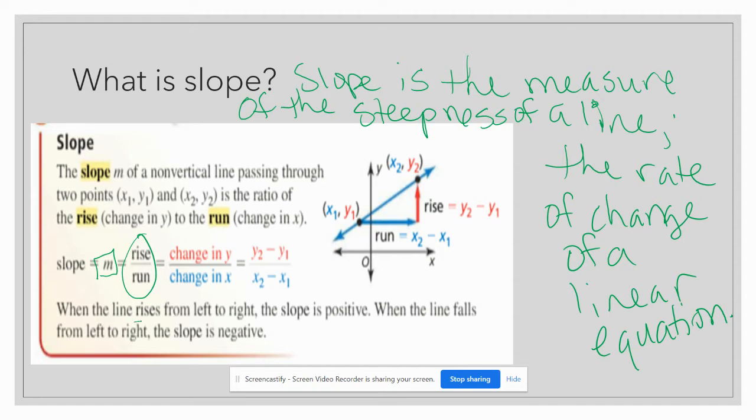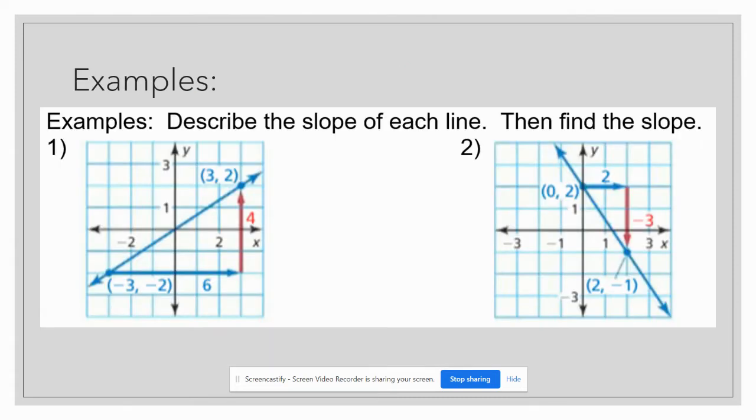When the line rises from left to right, slope is positive. When the line falls from left to right, slope is negative. Let's take a look at some examples. As I'm looking on this graph, our line is going upwards from left to right. So from left to right, our line is rising, which means this is positive slope.